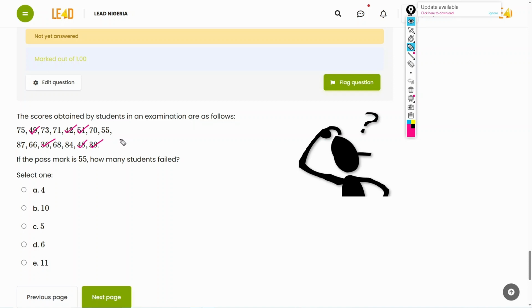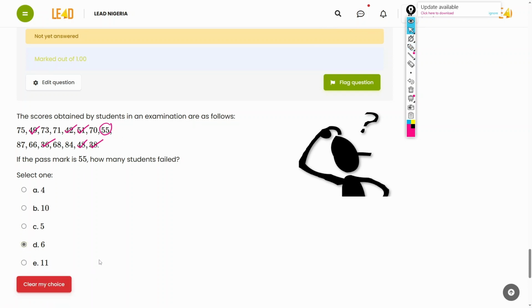All right. So these are all the scores that are below 55. Yes. Now, I didn't select 55 because 55 is not below 55. If the pass mark is 55 and you got 55, then you passed. All right, then you passed. So the correct answer is 6, that's D.